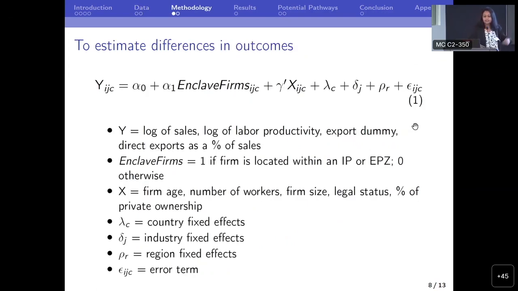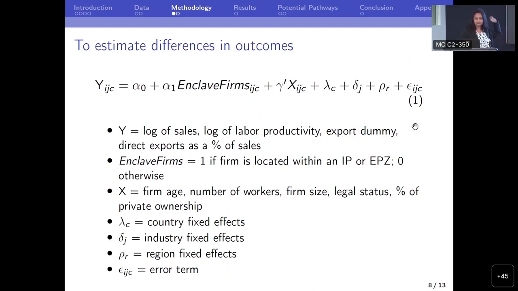So how do I conduct this analysis? I set up a very simple regression framework where my dependent variable of interest is each of those 4 outcome variables. So I regress log of sales, log of labor productivity. I create an export dummy that takes the value 1 if the direct exports of that firm are a positive number. And I then also use the actual percentage of direct exports as sales, which are reported in the survey, as another 4th outcome variable.